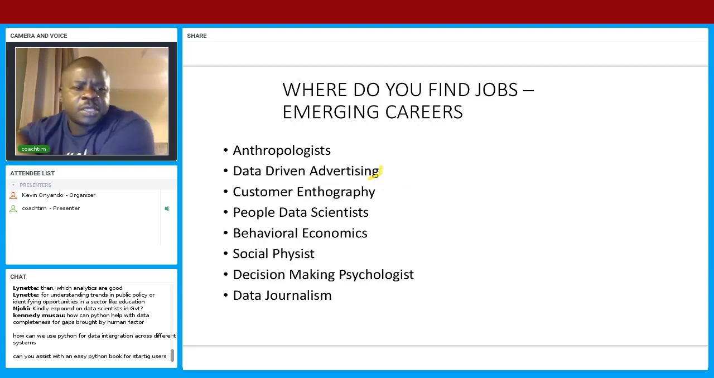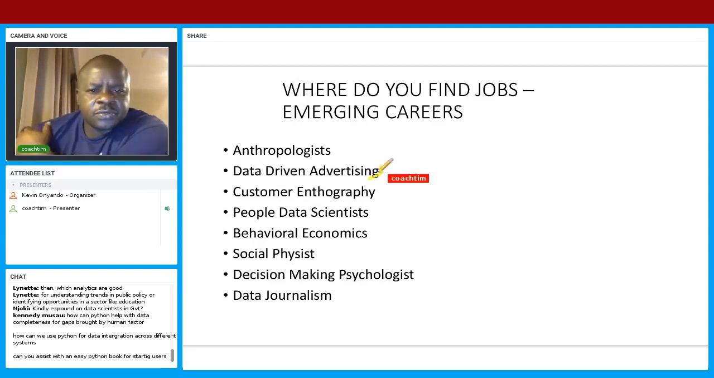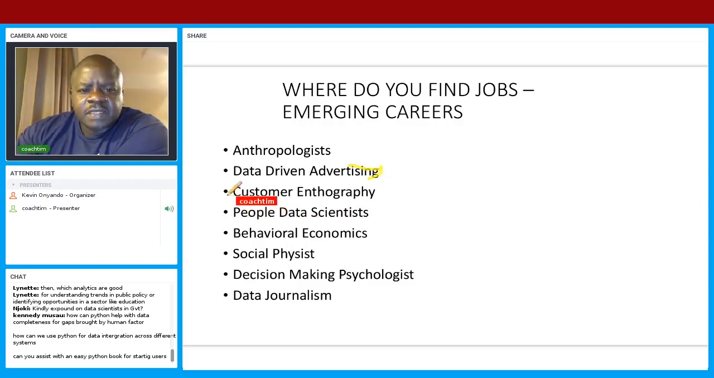We have data-driven advertising. I know Sylvia is there, working in the national media. How are you able to start creating products which are driven by data to understand your customers well? There's a part we call customer ethnography. We have Ken, and Dennis, who works in BAT. How are you able to use this to understand your customers better so that you can provide insights for the business?